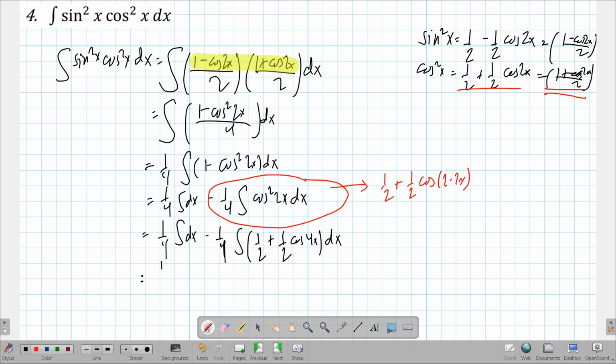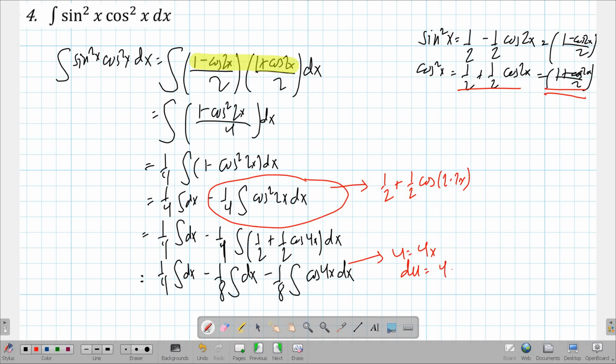So therefore, I'm going to still have 1/4 integral of dx here, minus this time I'm going to have 1/8, that's 1/4 times 1/2 integral of dx, plus, that becomes minus because this is negative 1/4 minus 1/8, negative 1/8 plus 1/2 the integral of cosine 4x dx. And we know here that we can just let u be equal to 4x, du would be equal to 4 dx, hence 1/4 du would be equal to dx. Let's break that down.